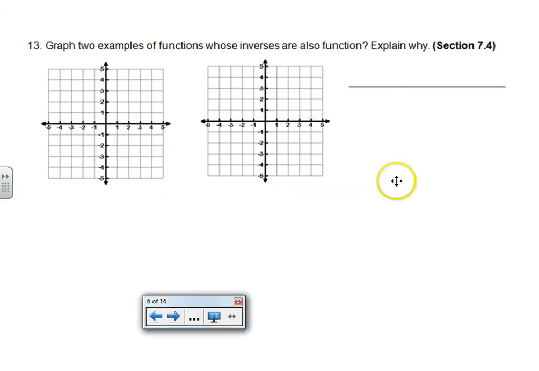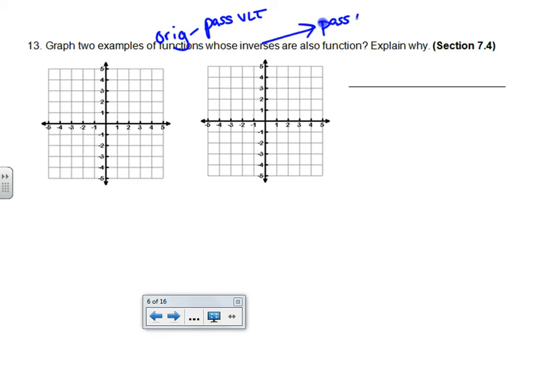Alright. I want you to graph two examples of functions whose inverses are also functions. There's a lot of different answers you can give me, but because I want my originals to be functions, that means they have to pass the vertical line test. And then because I want my inverses to be functions, that also means the originals have to pass the horizontal line test. So you could just draw a straight linear equation function that definitely passes the vertical and the horizontal line test. You could get a little fancy and draw a cubic that looks like this.